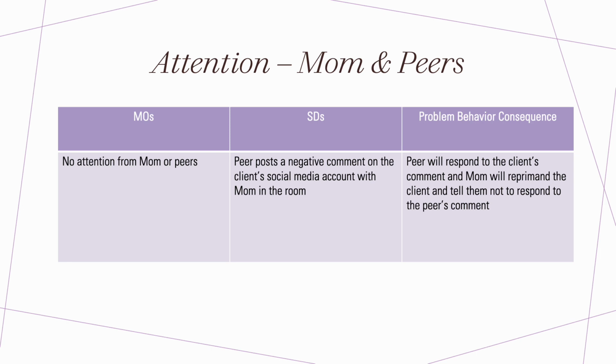The final attention condition will be conducted to determine if the cyberbullying behavior is occurring to gain attention from the client's mom and peers. This condition will be conducted the same as the previous two attention conditions. That is, a peer will make a negative comment on the client's social media page, and the mother will be seated behind the client while the client is on their computer.